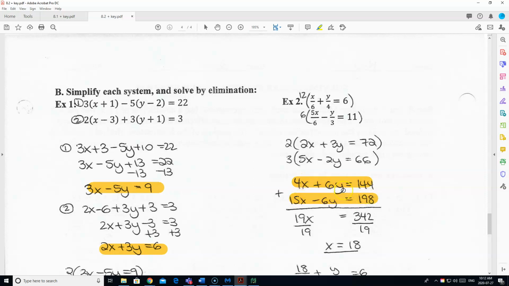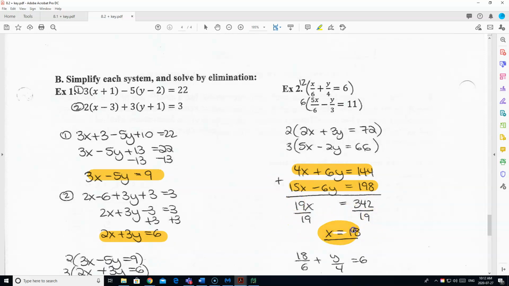Finally, the last thing we need to do when we eliminate is decide if we're going to subtract or add the equations. We're going to add the equations here because we have opposite signs for the y. We're trying to eliminate the y. 6y plus negative 6y will give us 0y. 4x plus 15x gives us 19x. And 144 plus 198 gives us 342. Isolate the x by dividing by 19 on both sides. x equals 18.